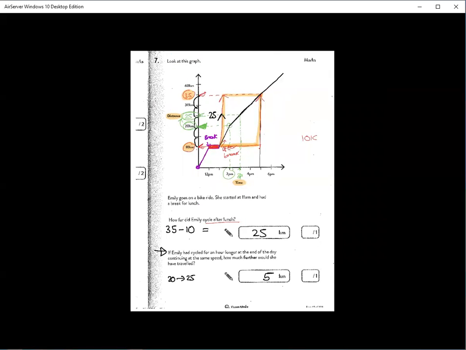Okay, right, so that's how we could work it out. We could even do it over 2 hours and divide the distance traveled. So we need to work out the distance per hour while she's traveling. This bit here is how much was done in 1 hour. This is 1 hour over here. And that was 5 kilometers.